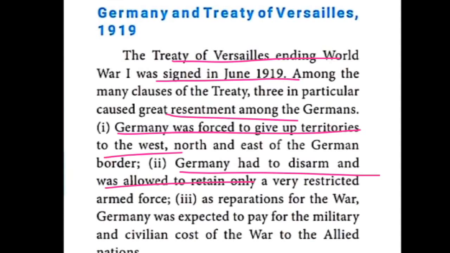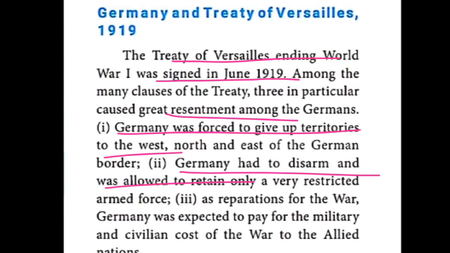What is given in the sense, the German army was reduced. The size of the German army was totally reduced, like that we learned. Only 1 lakh men should be there in the German army. So this was the reason for the Second World War.